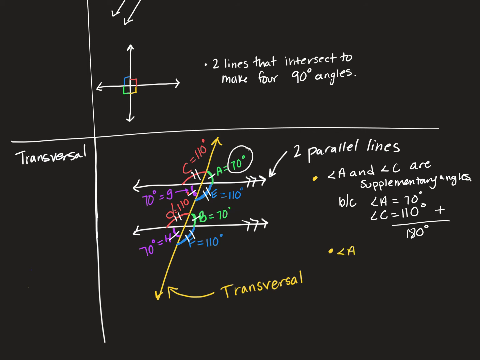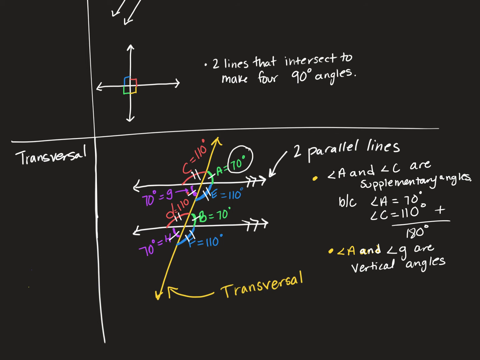Angle A, you guys already know this. Angle A, and I should have written this in white to try to be consistent, and angle G are vertical angles because they're across from each other, right? Angle A and angle G are vertical to each other.